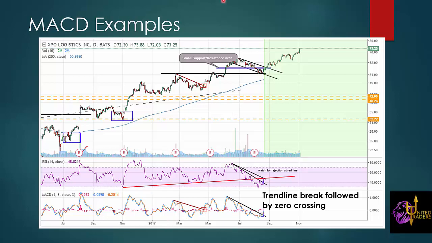And let's review that thing about uniform action or rejection. See right here, we kind of tried to move higher. We got rejected at the zero line, came back down, and there are 2 humps there. So be it. You might say that's not uniform action. I say it's close enough. And we did not move higher, and that was up in this region right here. But the next time we tested that zero line, we did move higher, and we also broke the trend line in the process.